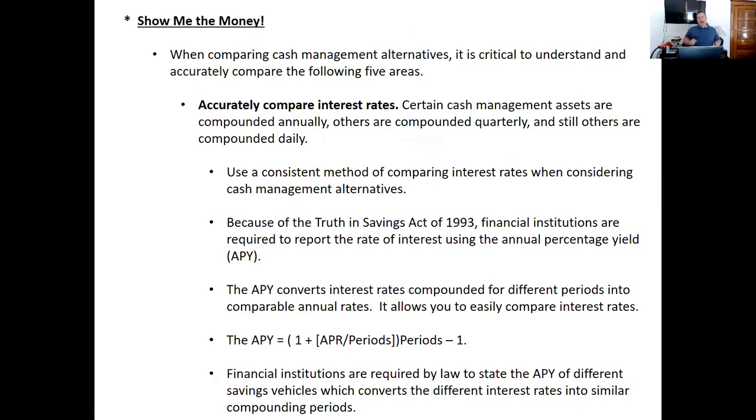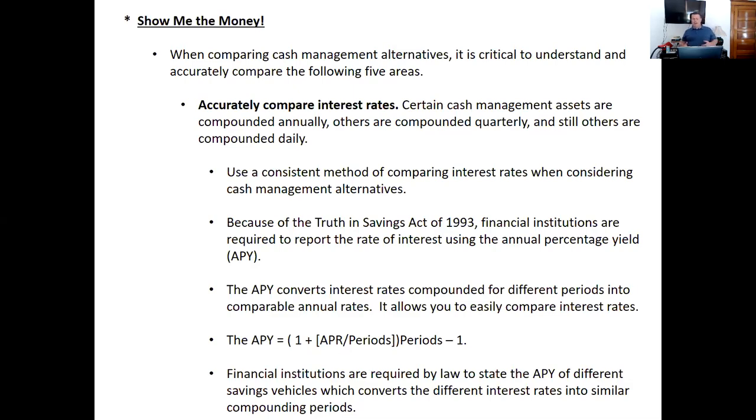First off, accurately compare the interest rates. Sometimes that can be a challenge because one bank might say our annual interest rate, another might say our quarterly interest rate, our monthly interest rate, and you have to know how to translate all those things. Certain cash management assets are compounded annually, others quarterly, and still others daily. But if we use a consistent method of comparing interest rates, then we can compare these a lot better.